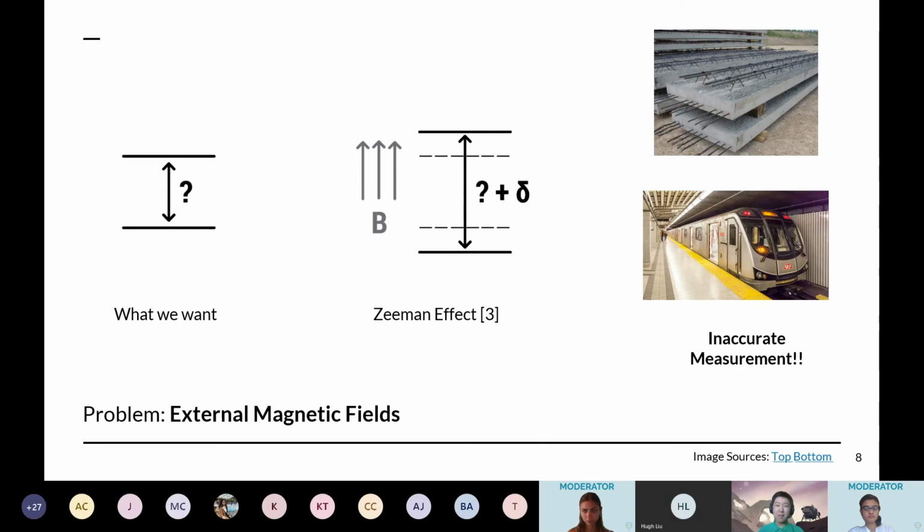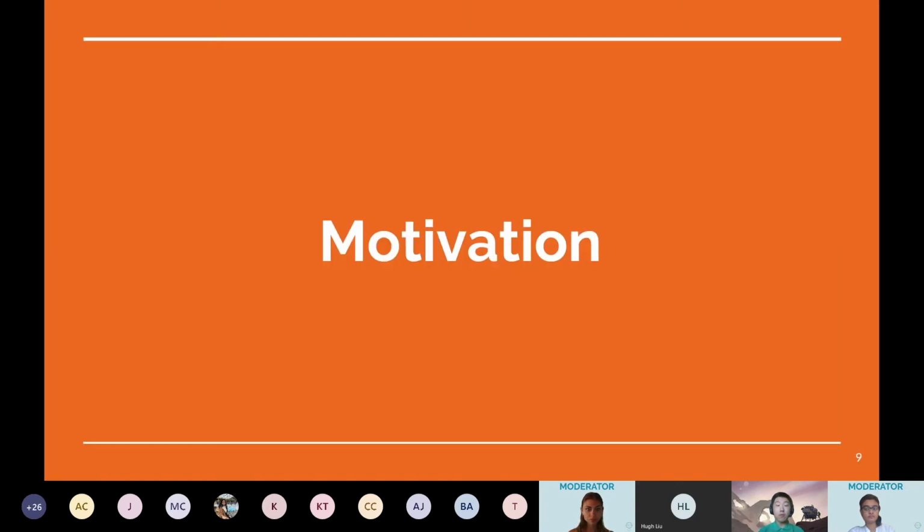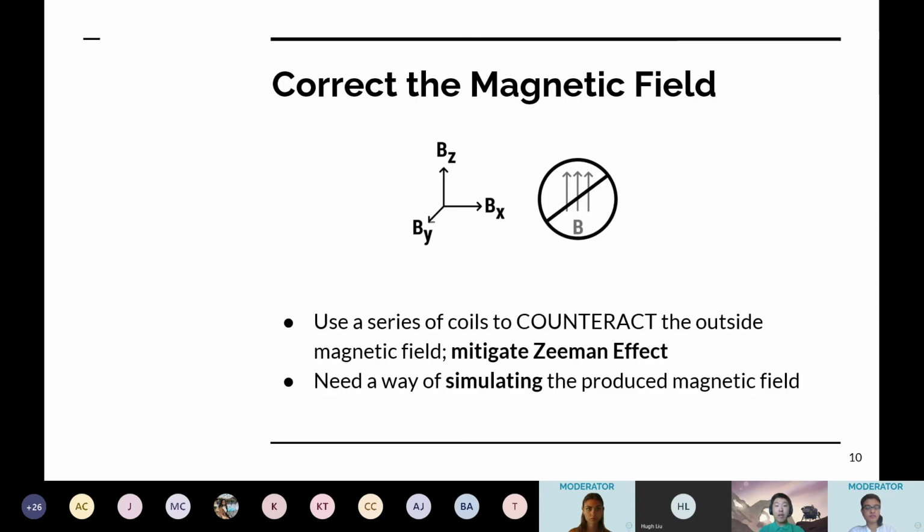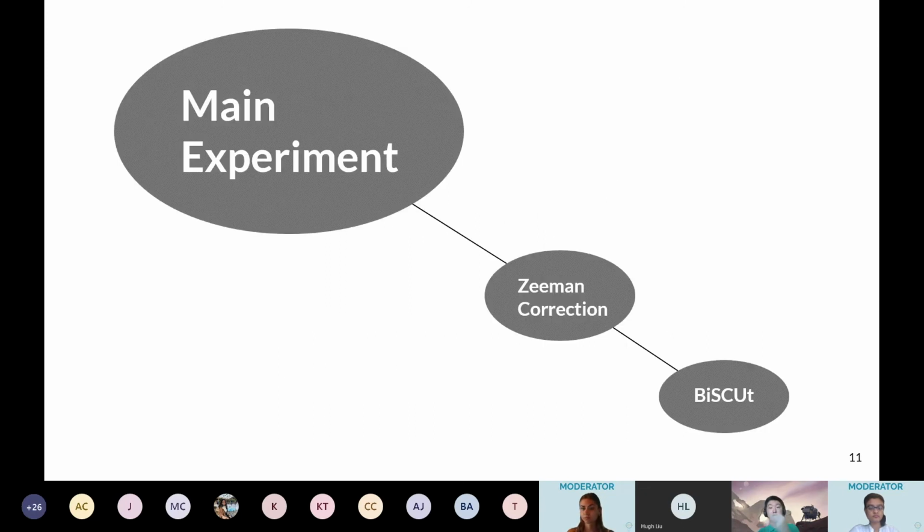And you only need a very tiny magnetic field to ruin your measurement. This magnetic field can come from the materials that our buildings are made of, which you'd think are neutral, or even the rails of the subways running through Toronto. Therefore, the motivation for making Biscuit: we need a way to counteract the Zeeman effect by building an apparatus to basically cancel out any external magnetic field. But if we're building an apparatus to do this, we need a way of simulating what the magnetic field looks like. Hence, Biscuit. Biscuit is part of the Zeeman correction project for this main atomic spectroscopy experiment.